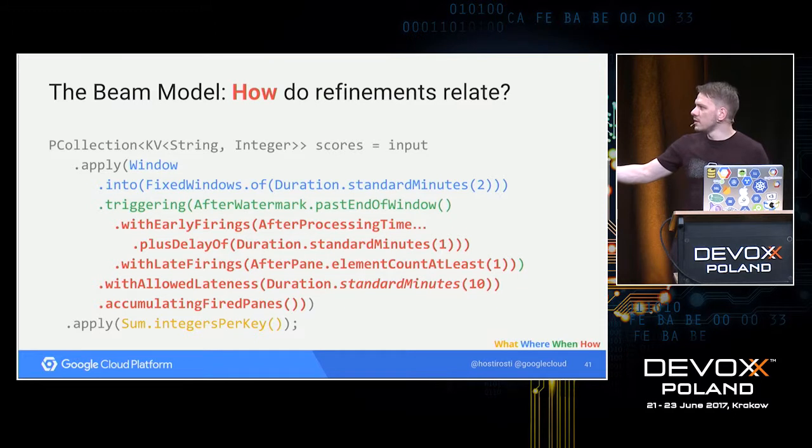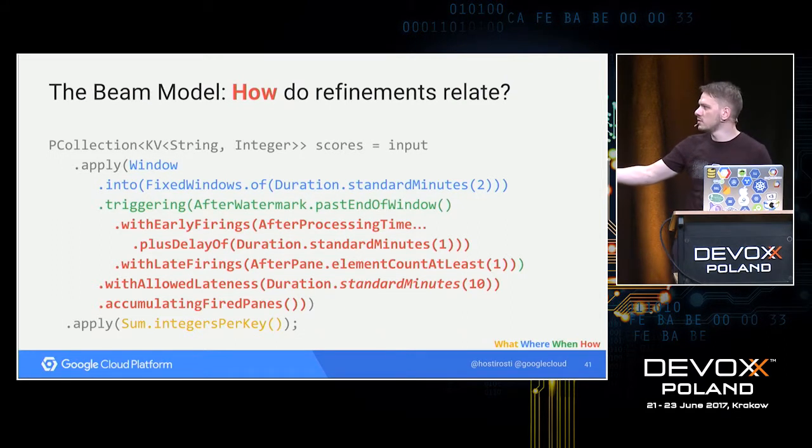Now, the other thing is, this keeps the window open, and if you keep that window open forever, you basically run out of memory. So at some point, you have to make a decision to discard that window. This is the part we see here with allowed lateness, which basically says how long do I keep that window open? How long do I allow late data to come in so that I still process it?